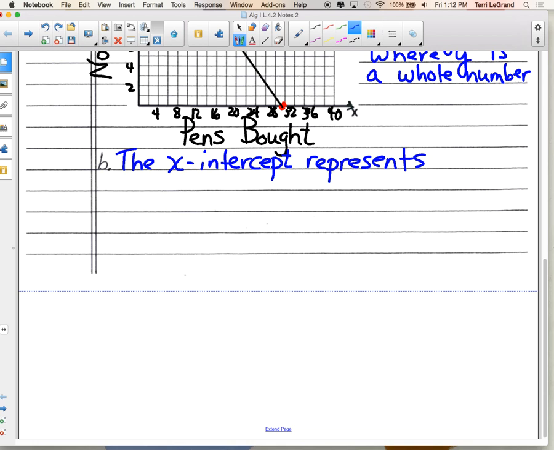30 times 3 for notebooks, that'd be $90 right there. Or no, 30 times 2, I mean for the pens, that'd be $60, and then if you're gonna buy another 20 notebooks at $3 a piece, there's another $60. Ooh, we're way over budget. Trinity?